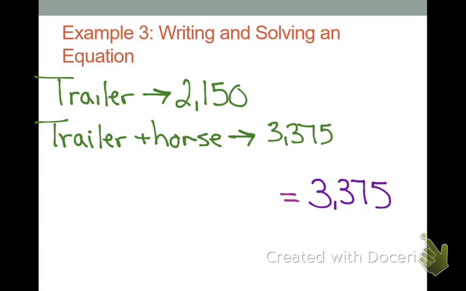3,375 pounds is the total weight. Now, some combination over here needs to equal 3,375. Well, do I know the weight of the horse right now? Does the problem tell me the weight of the horse? No. It does tell me the weight of the trailer. And I know the two of them together, addition will give me the total. There's my equation. Okay? You have to have an equation.